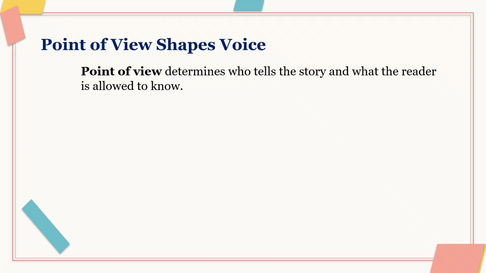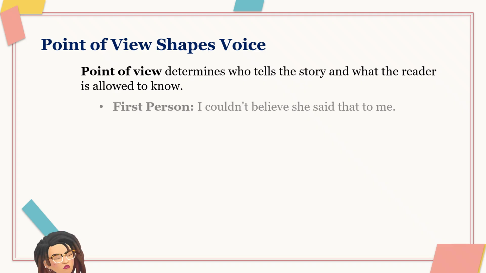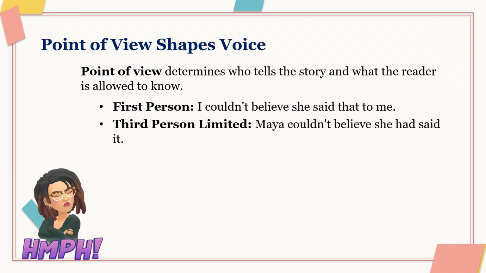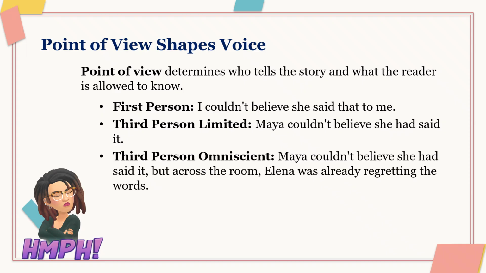Point of view shapes voice. It determines who tells the story and what the reader is allowed to know. First person: I couldn't believe she said that to me. Third person limited: Maya couldn't believe she had said it. Third person omniscient: Maya couldn't believe she had said it. But across the room, Elena was already regretting the words. So who tells the story affects how the story sounds.